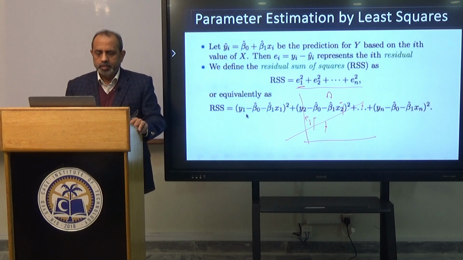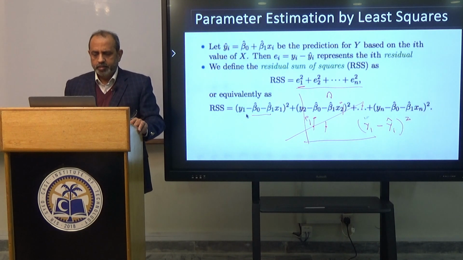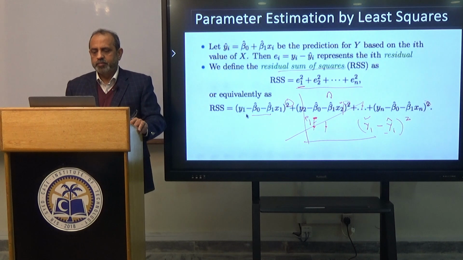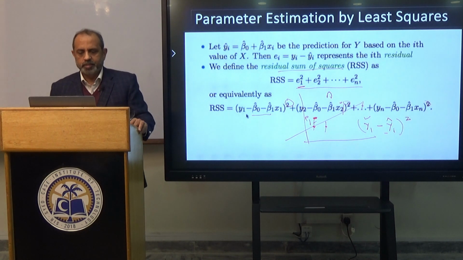But the error, we know, is from the equation of the line, which is this. It is the actual point, which in this case is y1, minus the predicted y1, which is a point on the line, and you square it. So y1 is the actual point, which is here, and y hat is the point on the line, and the difference between the two is E1, and you square it, you square it, you square it. This is called the residual sum of squares, or sum of squares error.